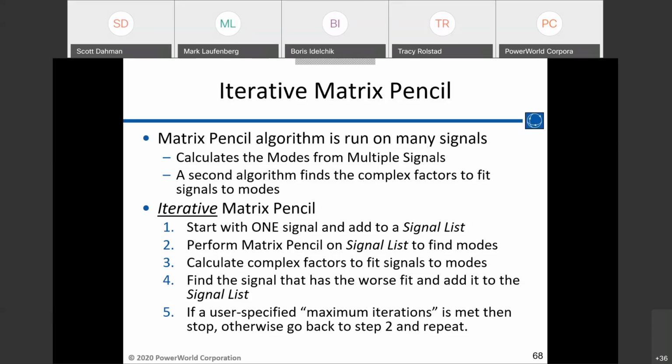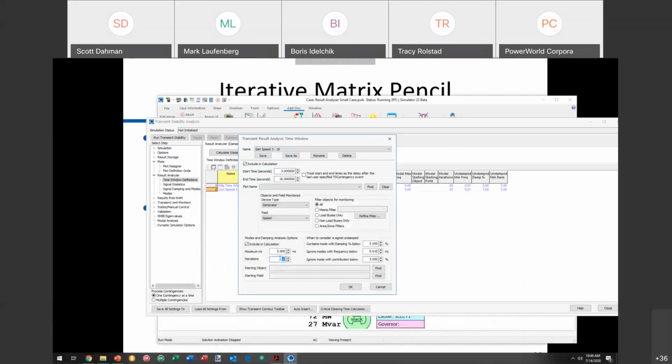So then we'll say, well, why don't we take that really bad fit, include that in our signal list, and rerun the matrix pencil with 2 signals. And then we'll take the next worst one, rerun it with 3 and 4 and so on up to the max iterations. And that is the number that you're specifying here.